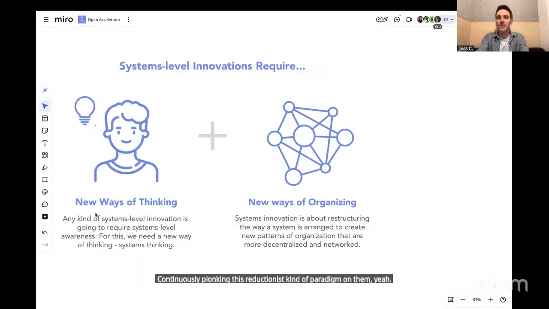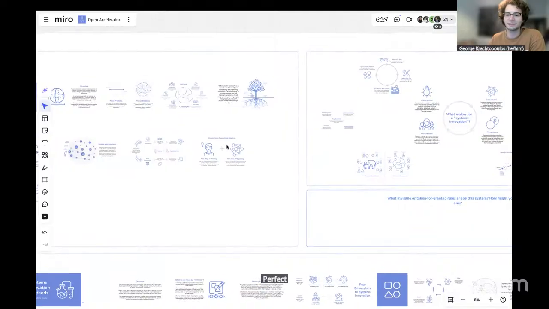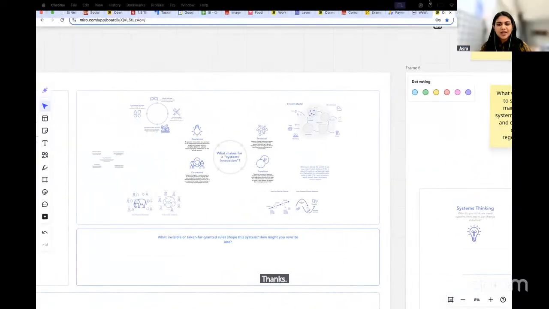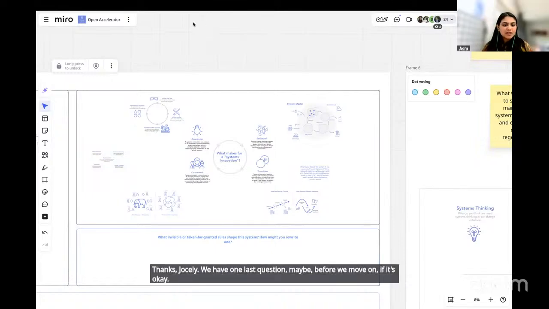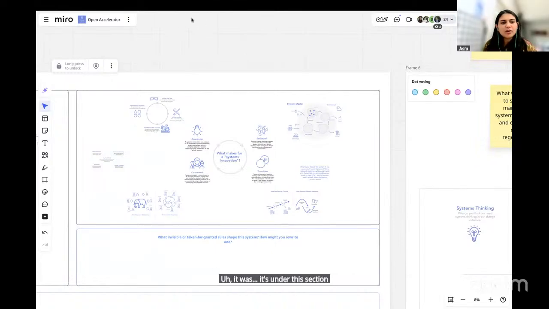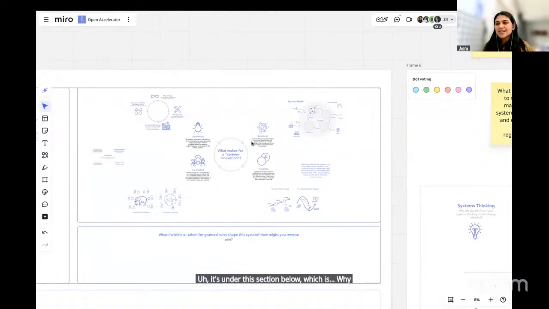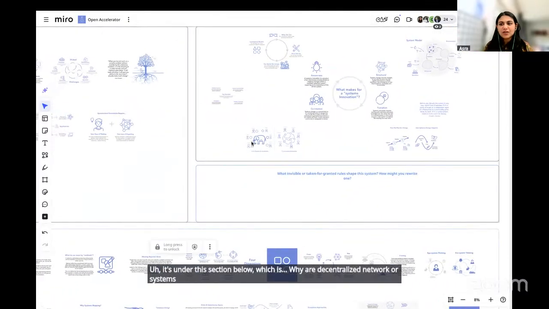Yeah. Perfect. Thanks, Josh. So we have one last question, maybe before we move on, if it's okay. It's under this section below, which is, why are decentralized networks or systems more favorable or recommended?